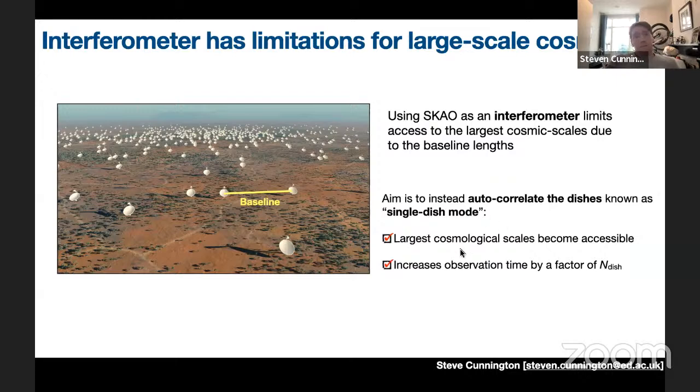But the benefit you get is you can now access large cosmological scales, do 20,000 square degree surveys if you want. And you also get the added benefit that it increases your observation time, because if you have one night's observation, that suddenly becomes 64 nights of observation because you have 64 telescopes doing work.